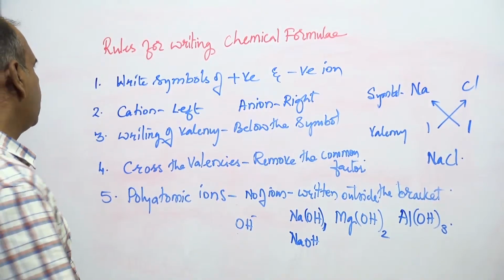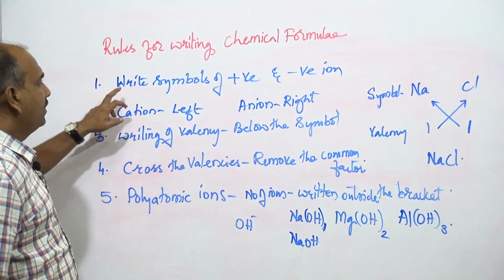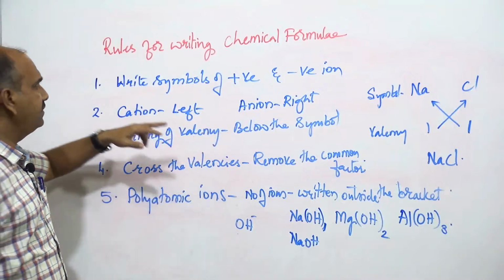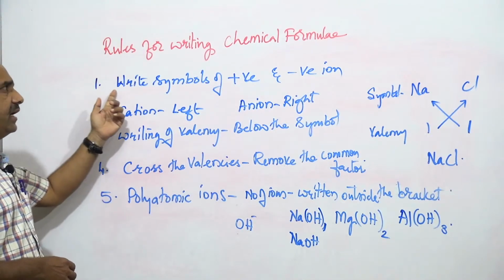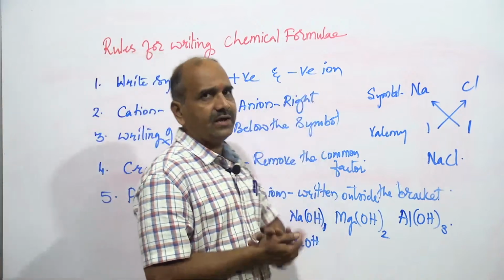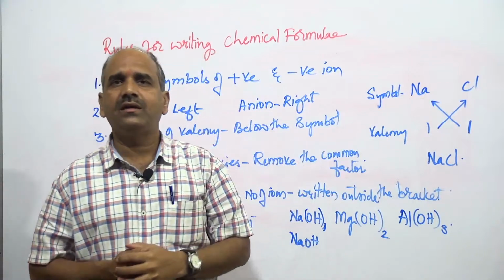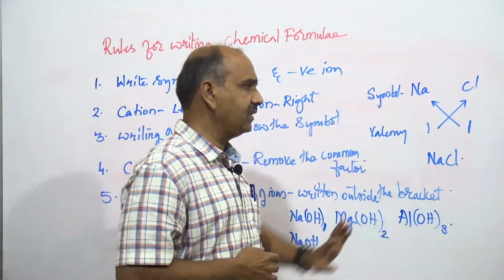So these are the basic rules. Once again, let us see. What we have done in the writing of the molecular formula, I shall take examples. So, rules for writing the chemical formula. First is writing the symbols of the positive and negative ions. Whatever sodium and chloride ion symbols are there, or any other atom, whatever you are taking, those will be written there.